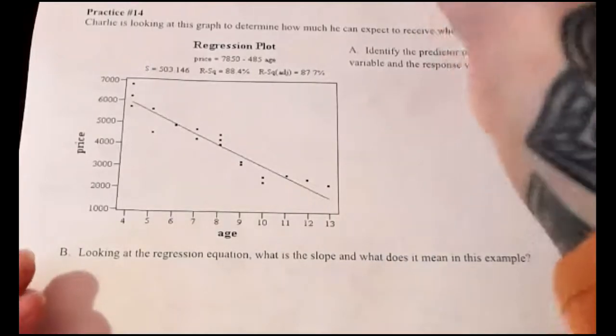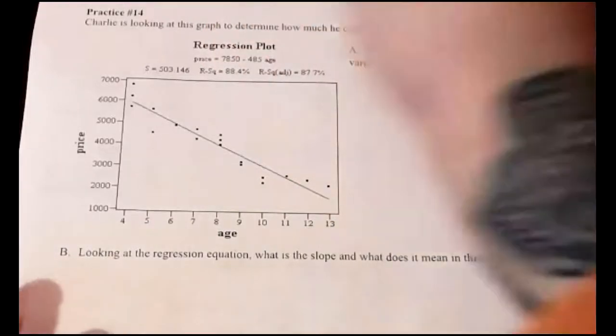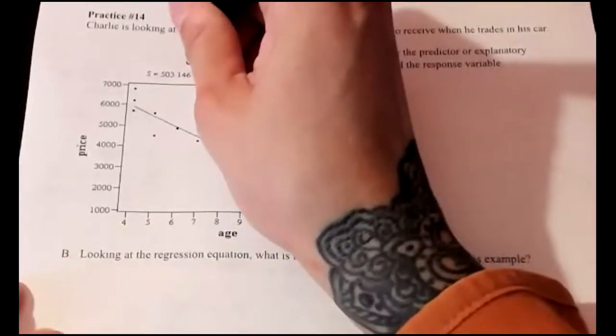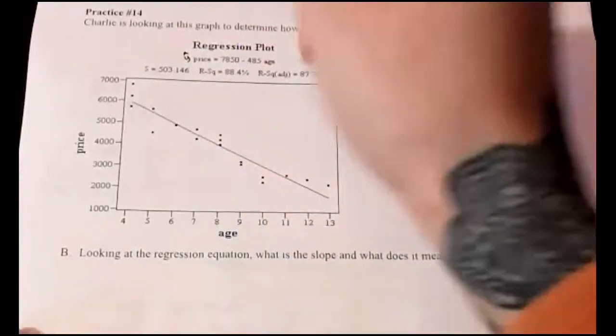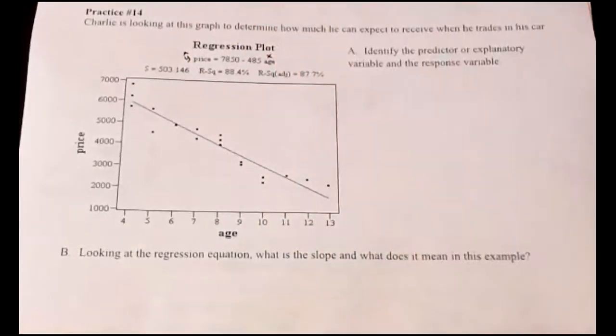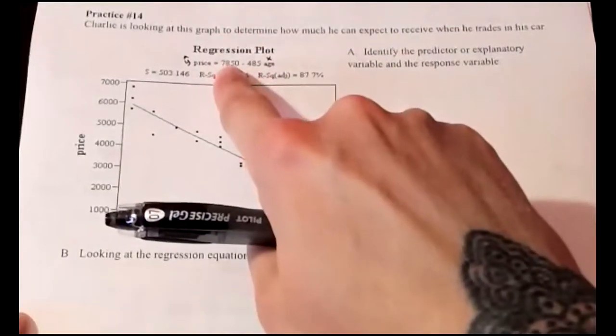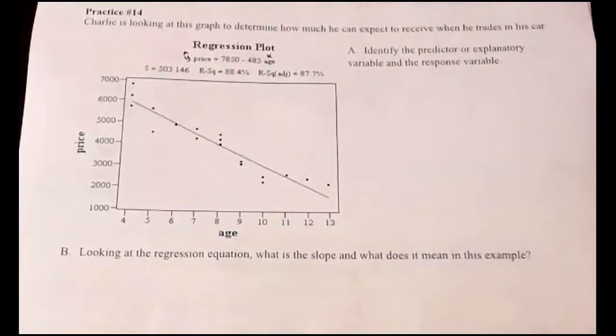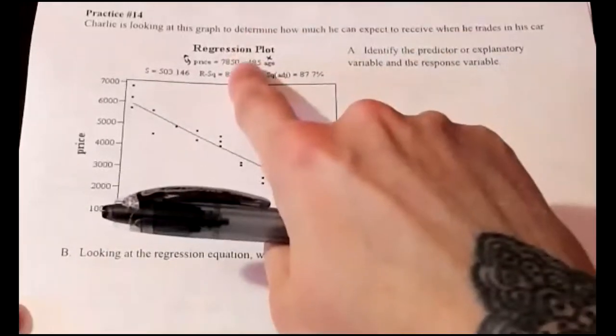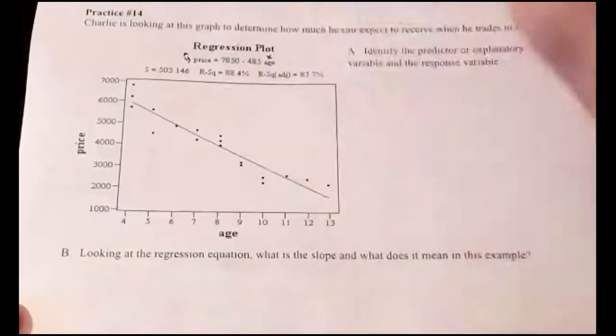Okay. So above price, or wherever you can squeeze this in, we're going to write y hat. And above age, we're going to write x. Give me the value of your slope. Shout it out. Your slope is? Is it 78.50? Oh, the slope is not that value, is it? It's the 485. Yeah, that negative 485. That's really, really important.